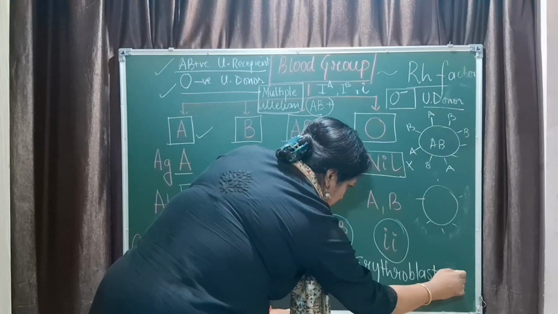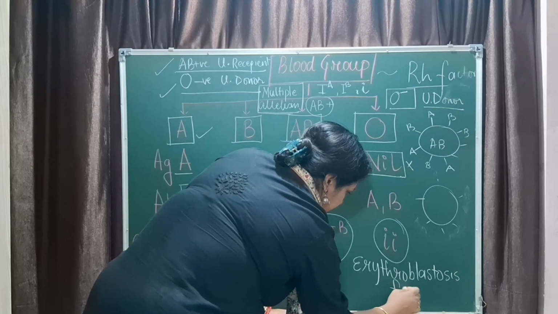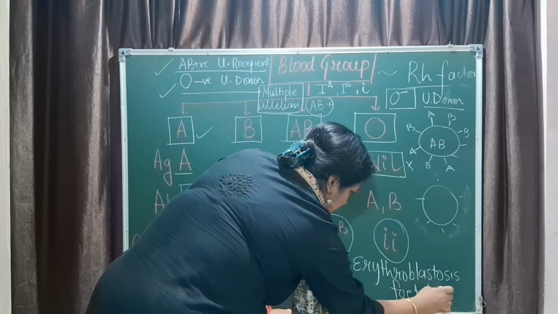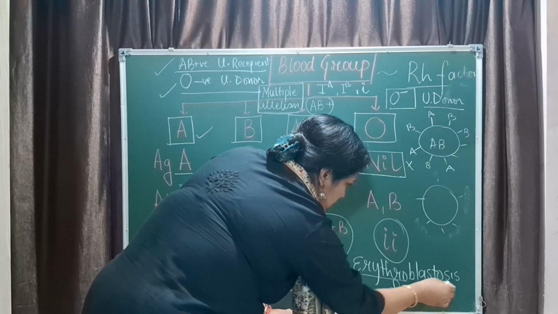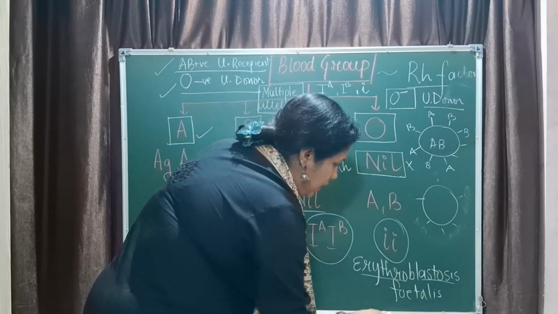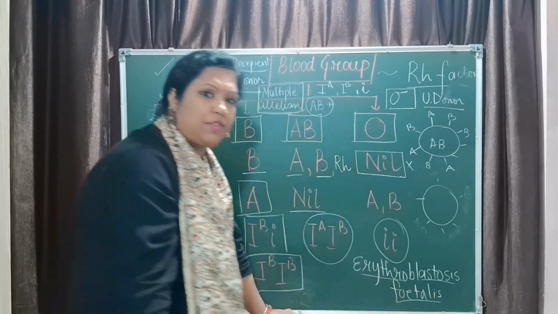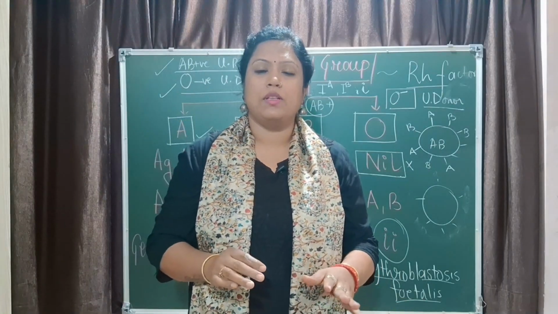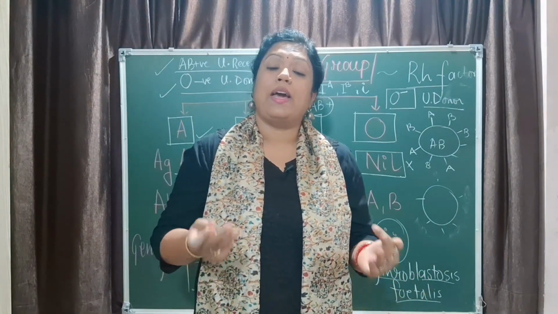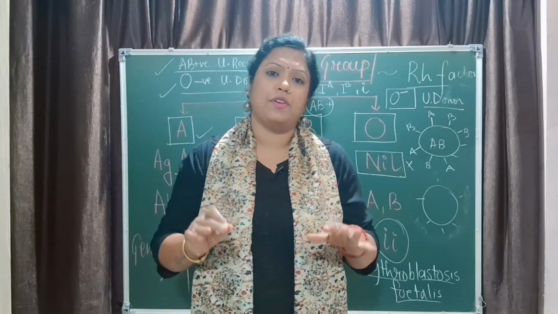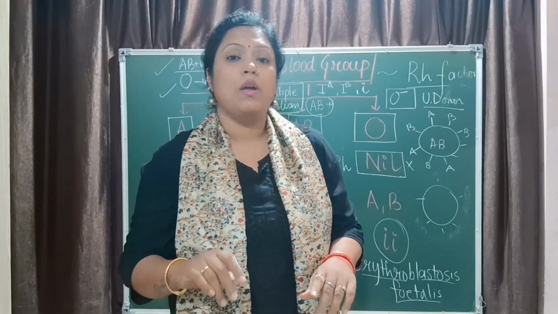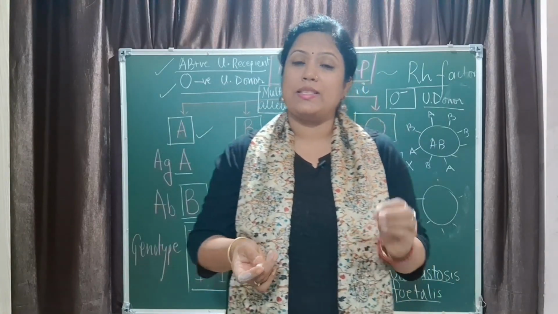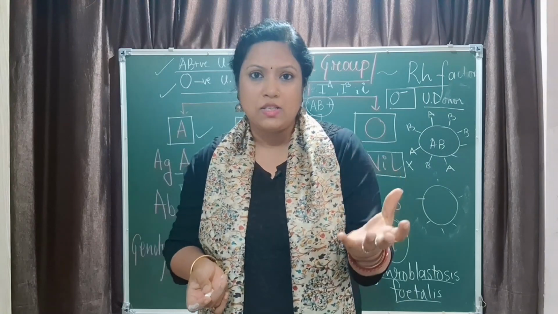Erythroblastosis fetalis. As the name suggests, erythro, red blood cells, they rupture or die, and that leads to the death of the fetus. Whenever a negative mother, meaning the blood group is negative, carries a positive child, for the first pregnancy there is no issue, but for the next pregnancy the mother gets sensitized to the positive antigen of the baby's blood.